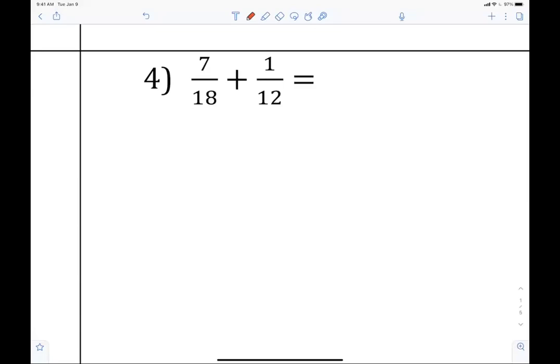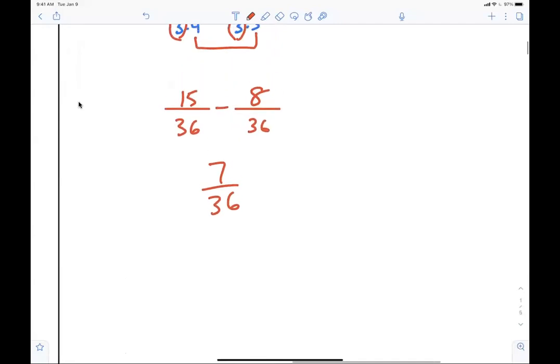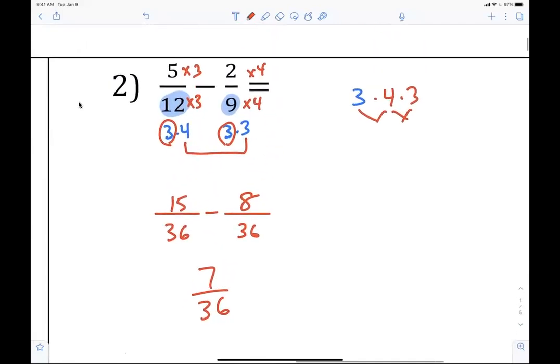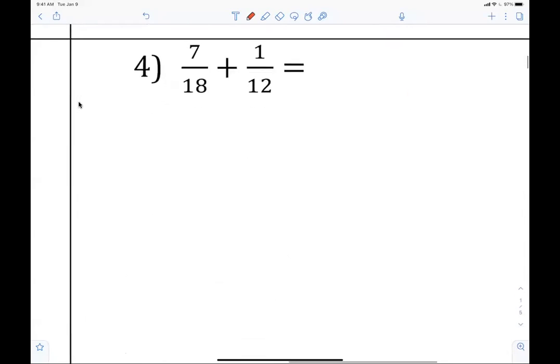All right, here we go. All right, sorry, I got started with the recording a little late, so I'm just gonna scroll back to number 2 to give you a picture of that. All right, so we get a common denominator of 36, multiply the first fraction by 3, second fraction by 4, then subtract. All right, now we're on number 4.